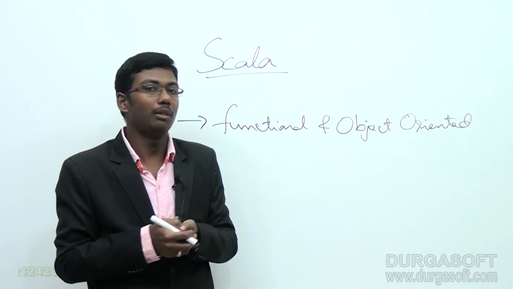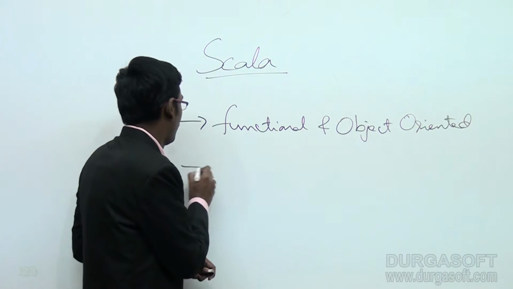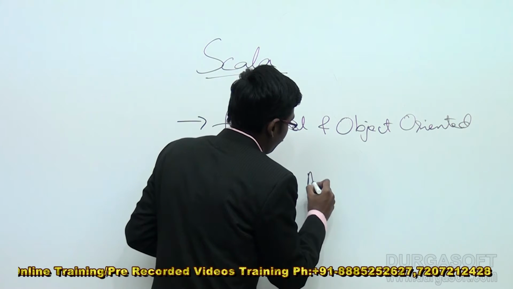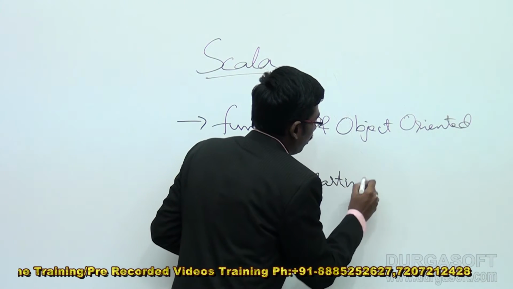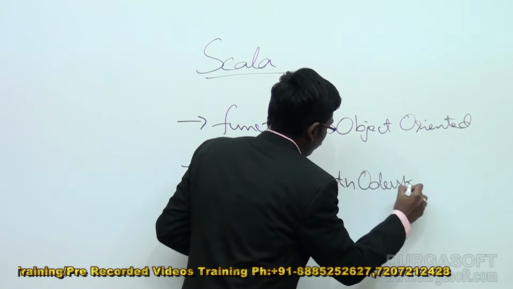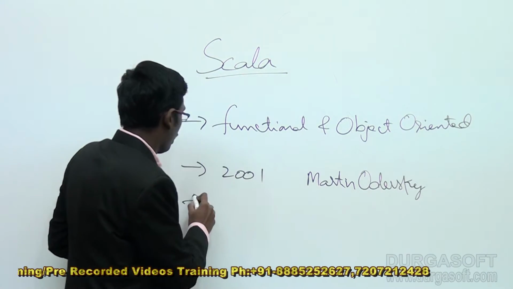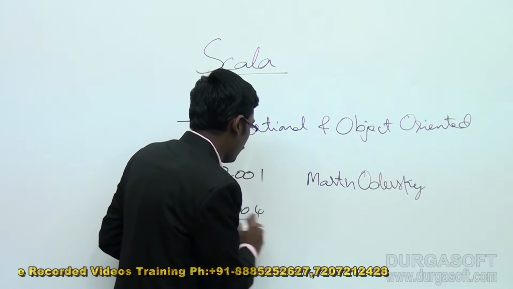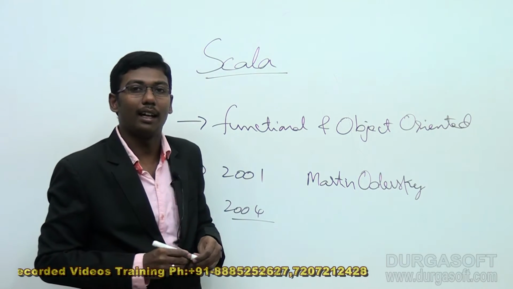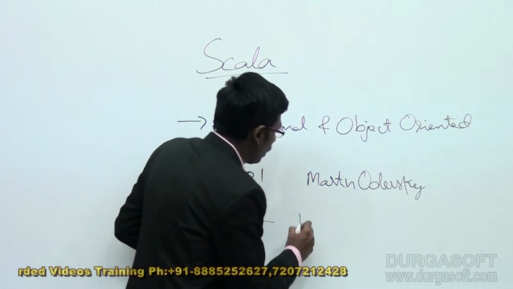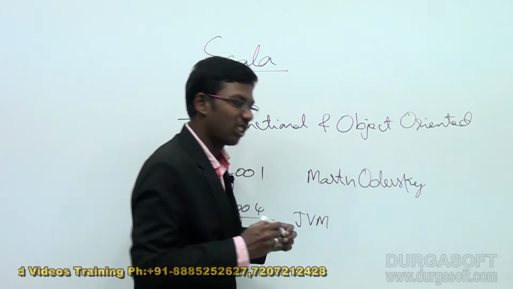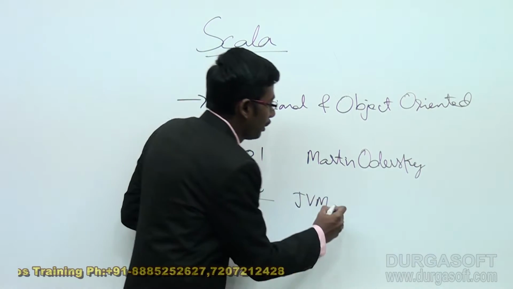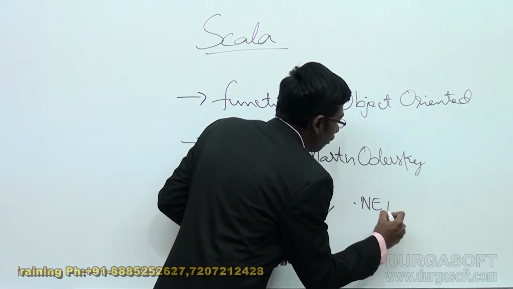And if you want to understand more in detail how the invention goes on, the Scala invention started in the year 2001 and it was initiated by Martin Odersky. After 2004 it took 3 years of development. In 2004 its first version was released on top of the Java virtual machine, and a few months later it was released with the help of the .NET framework.